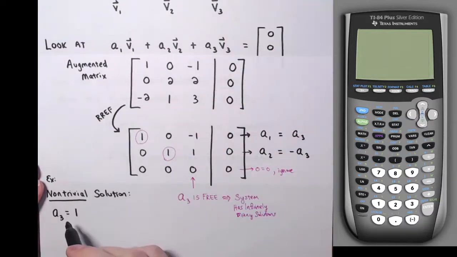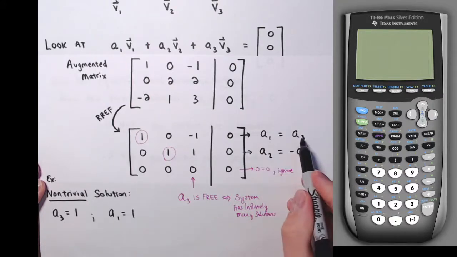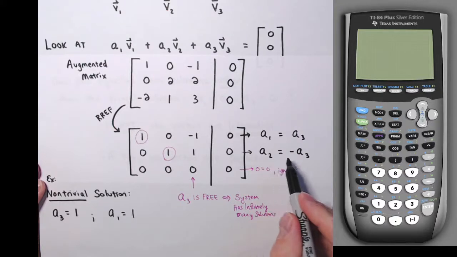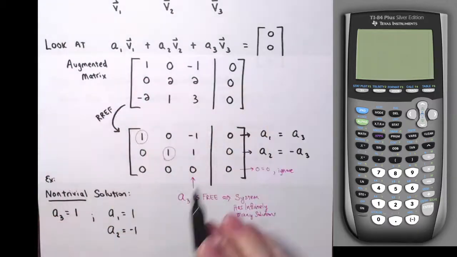Now if A3 is 1, then A1 will also be 1, right? Because A1 needs to take on the same value as A3. And A2 will be the opposite of A3. A2 is going to be negative 1. And let's put those into the equation and see if it's true. All right, let's check this.